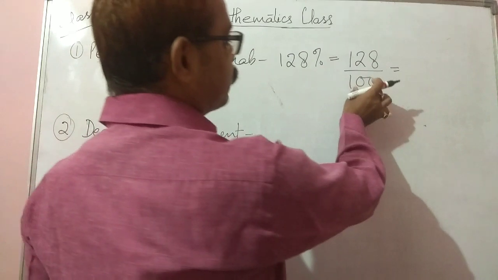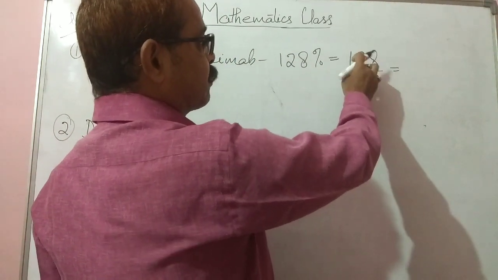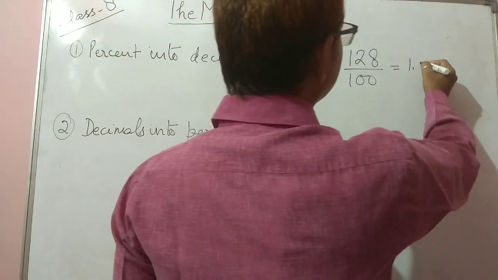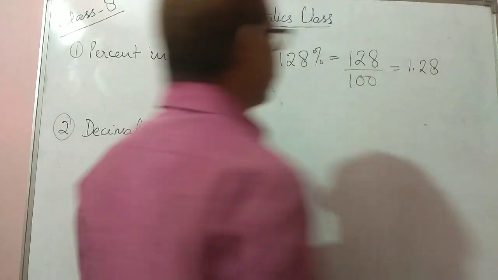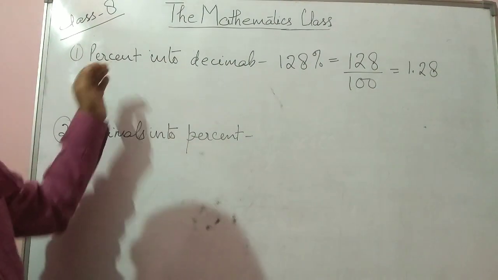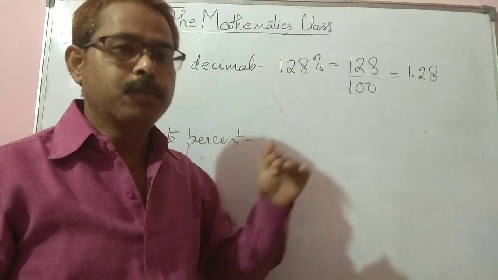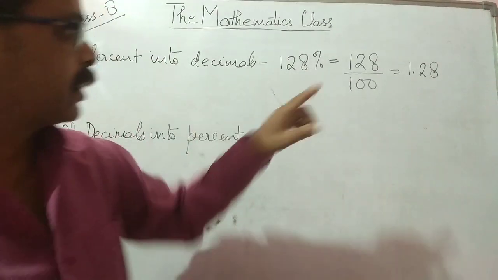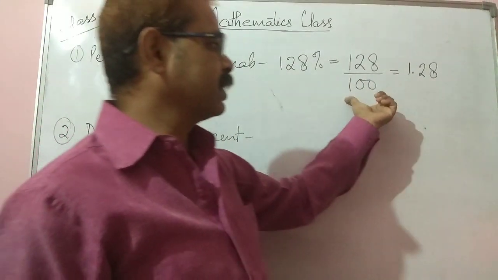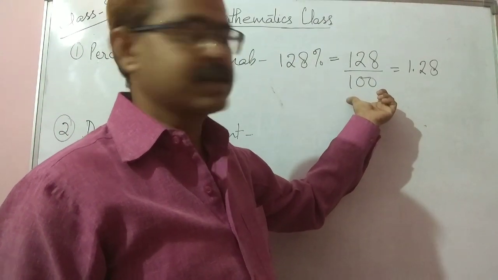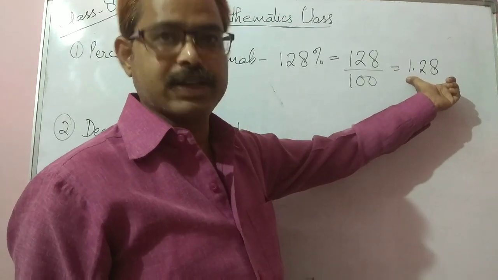What it will be? There are two digits, so here it will be 1.28. What we do? If it is given in percentage, first of all convert the given percentage into a fraction with the denominator 100, and when you know the denominator is 100, you can easily place the decimal point and that becomes the decimal part.